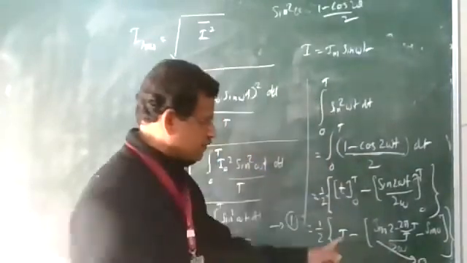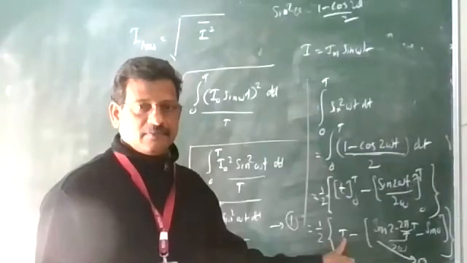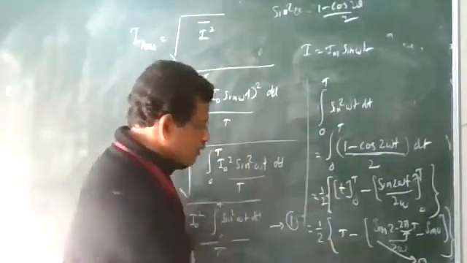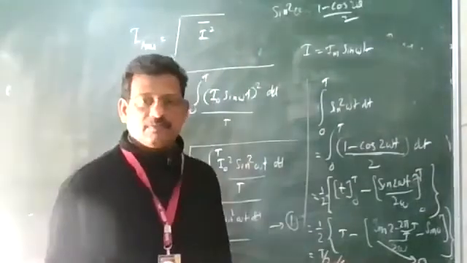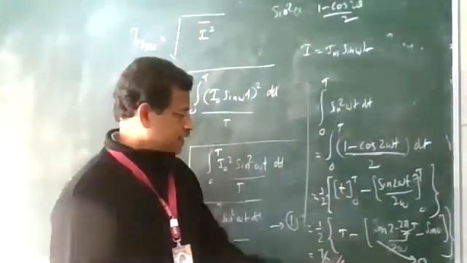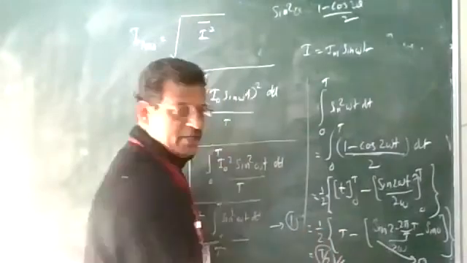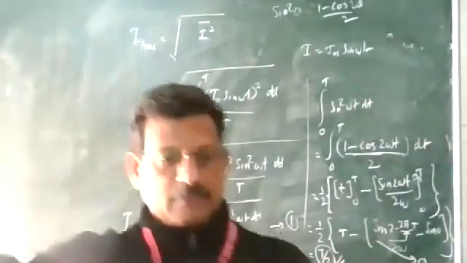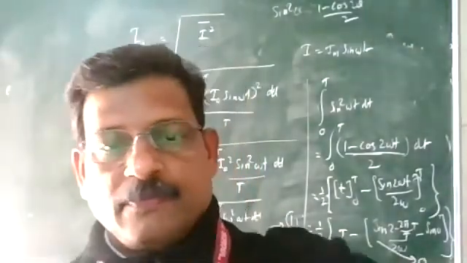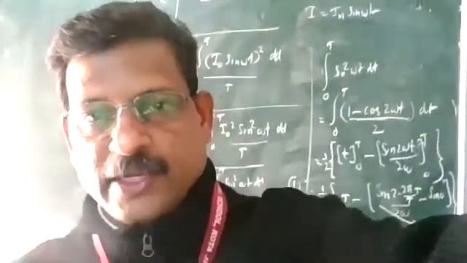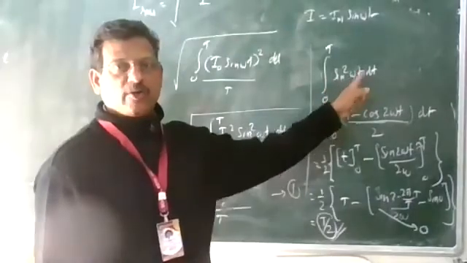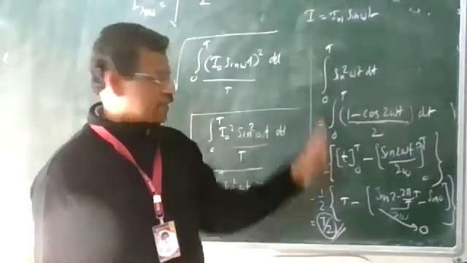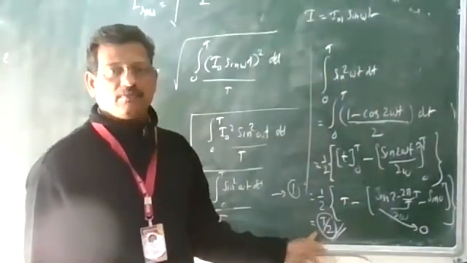What is the remaining value, sir? What is the value of the remainder? Half t, that is t by 2. So the remaining value is t by 2. So whenever you integrate the integral of sin square omega t dt between the limits 0 to t, the answer is t by 2.